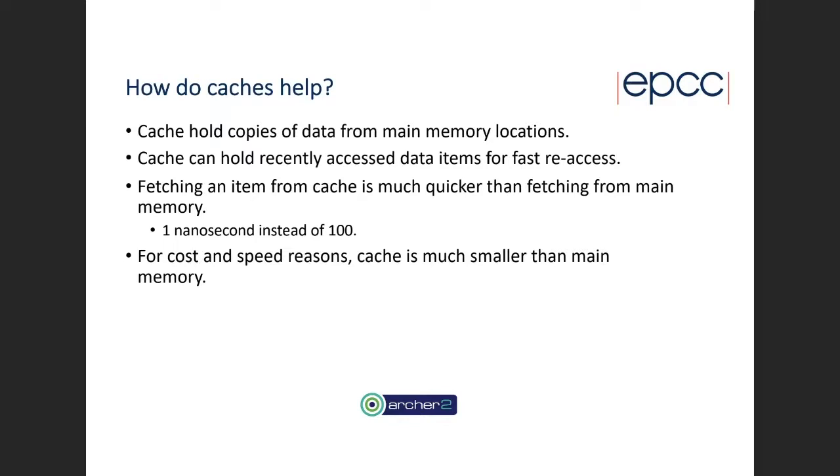So cache is trying to help by holding copies of data from main memory locations, because fetching an item from cache is much quicker than fetching it from main memory. But in order to make that cache faster and affordable and not take up too much silicon, that cache is much smaller than main memory.